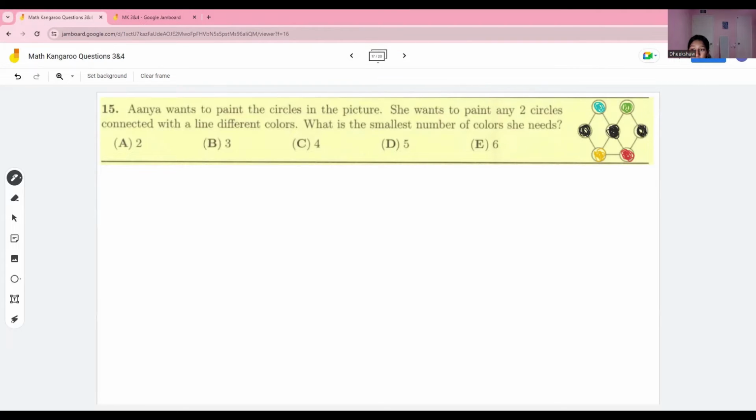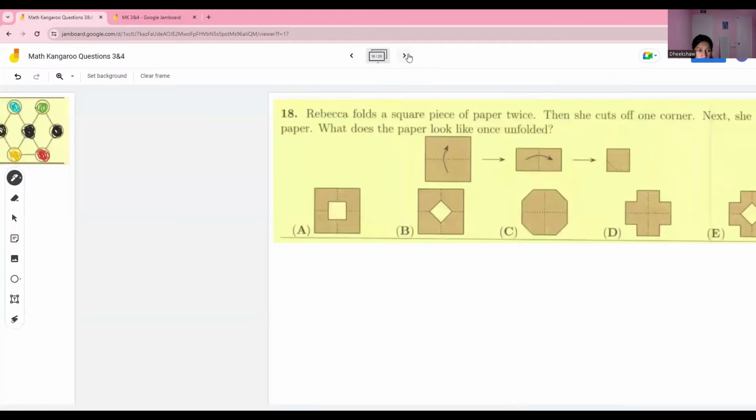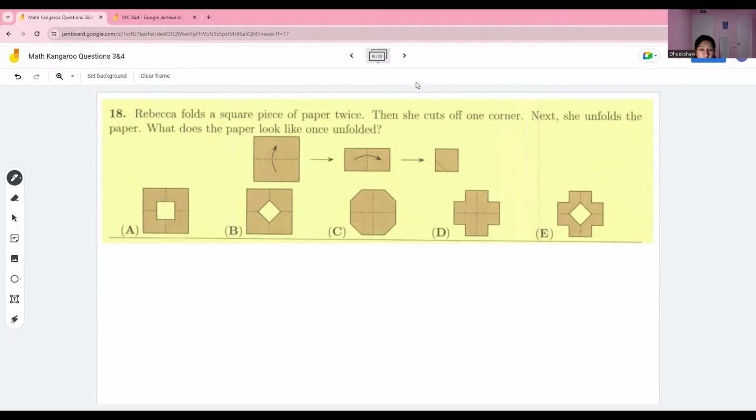I know the question is worded weirdly, but it says that any 2 circles connected with a line are different colors. So even though both of these are the same color and are connected to the blue circle, it just needs to be connected with a line, which is why that rule is not applicable, in case anyone found that confusing. That's why the answer, because there are 5 different colors, 1, 2, 3, 4, 5, the answer to this question is 5. Next question. Rebecca folds a square piece of paper twice.